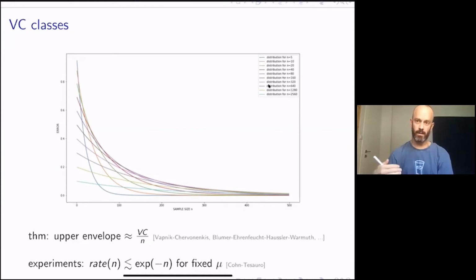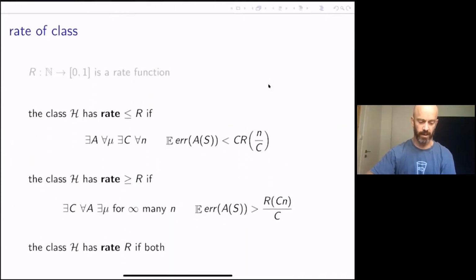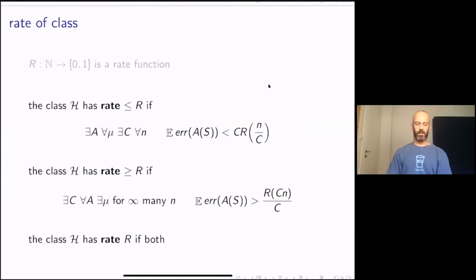And now we make the formal definition. So here is the definition. There is a class of functions, H. This is the context of the learning problem. And there is some function R which tends to 0. So it's like 1 over n squared, e to the minus n, some function. And now we want to define what it means that the learning rate is this function.